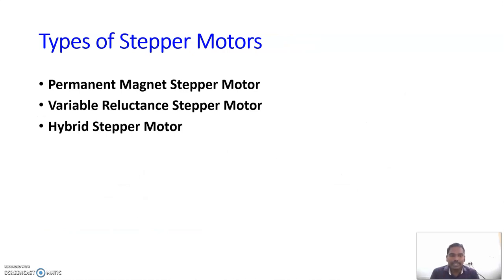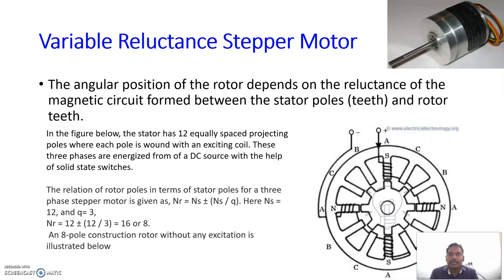Normally the stepper machines are classified into three types: permanent magnet stepper motor, variable reluctance stepper motor, and hybrid stepper motor. In the variable reluctance stepper motor, the reluctance is varying from one place to another place. If your reluctance is varied, it means between the stator and the rotor we have an air gap, and this air gap is not uniform in the variable reluctance stepper machine.